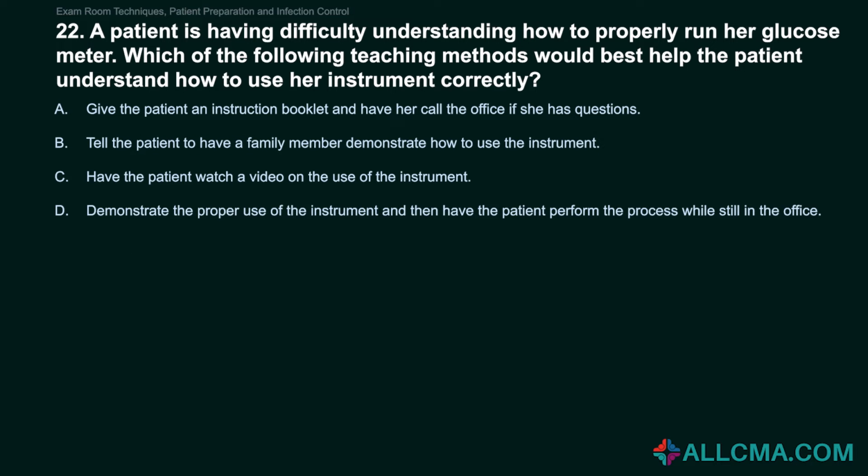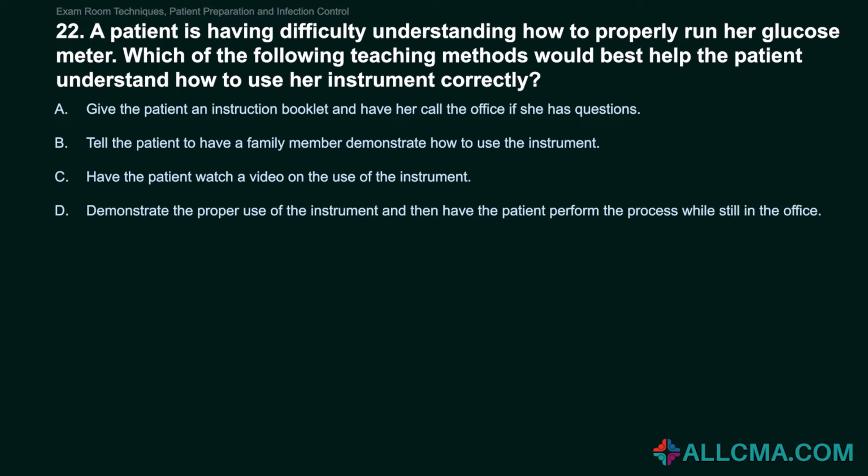22. A patient is having difficulty understanding how to properly run her glucose meter. Which of the following teaching methods would best help the patient understand how to use her instrument correctly? A. Give the patient an instruction booklet and have her call the office if she has questions. B. Tell the patient to have a family member demonstrate how to use the instrument. C. Have the patient watch a video on the use of the instrument.